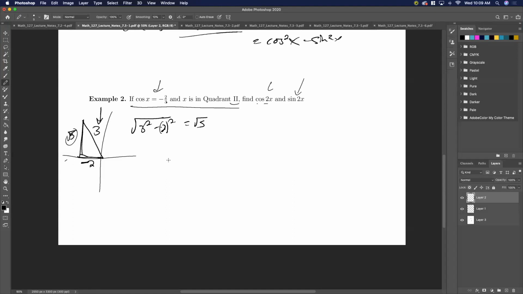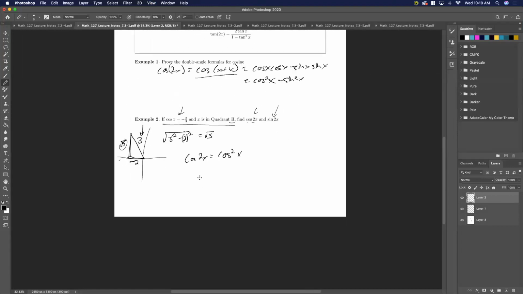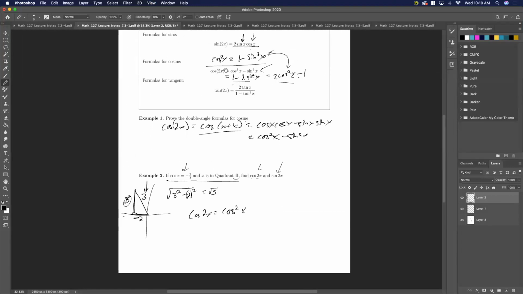what's cosine of 2x? Well, cosine of 2x is equal to cosine squared x, and in fact, let me go back. So for cosine of 2x, I have the option of using this one, but I'm going to use this one.